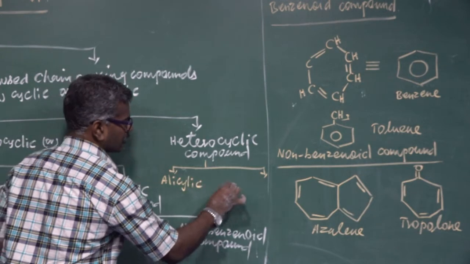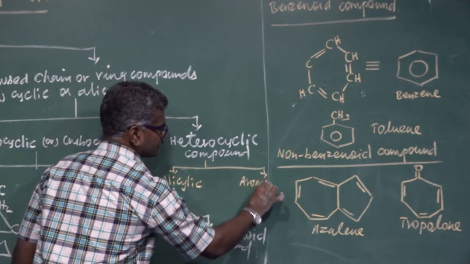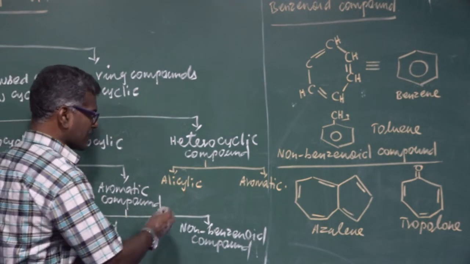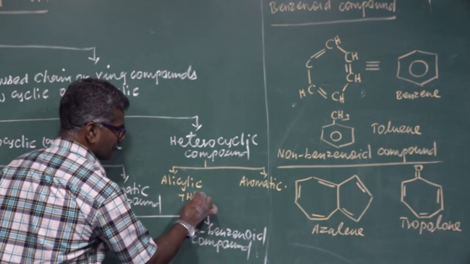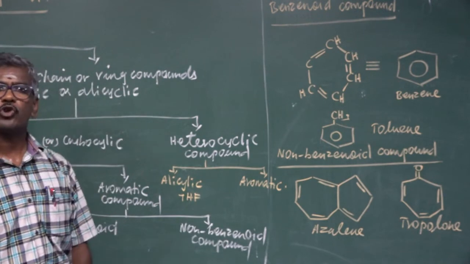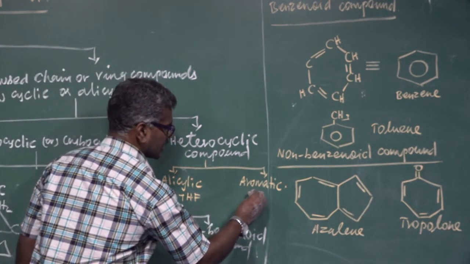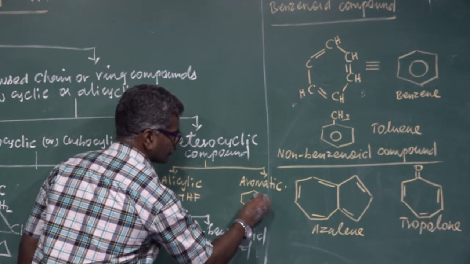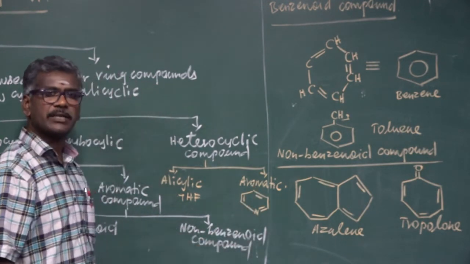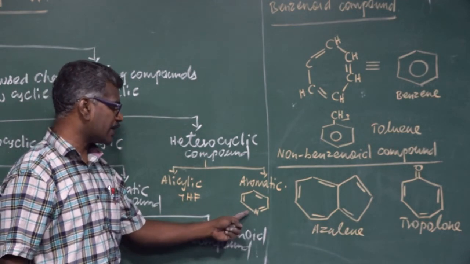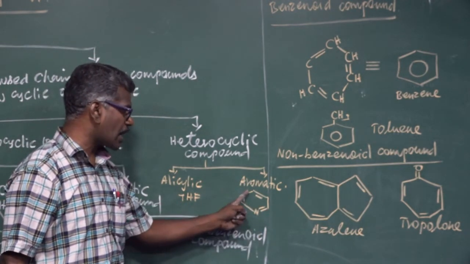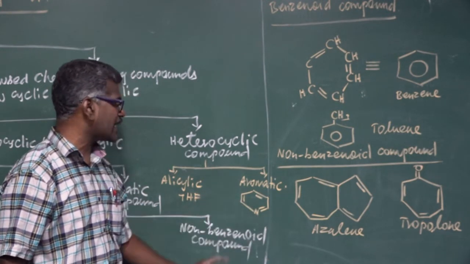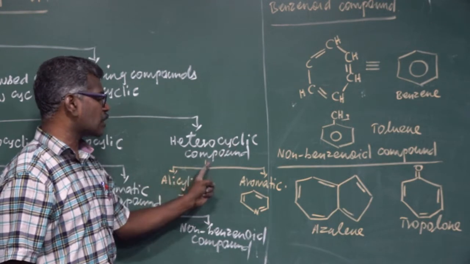Alicyclic, aromatic. The best alicyclic example is THF, tetrahydrofuran. Aromatic is, for example, pyridine. Tetrahydrofuran and pyridine are rings made up of carbon atoms where one carbon is replaced by oxygen or nitrogen. These 2 are examples of heterocyclic compounds.